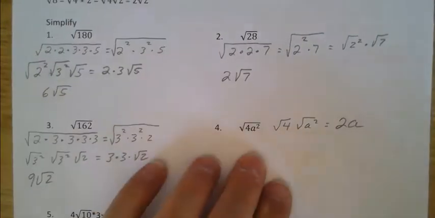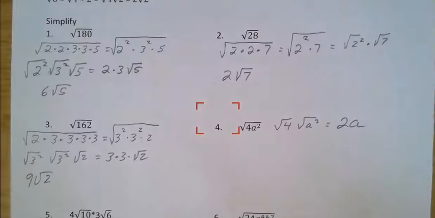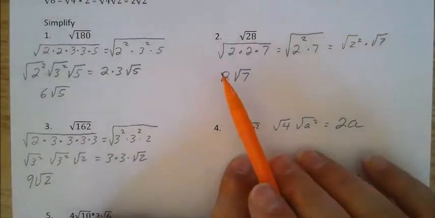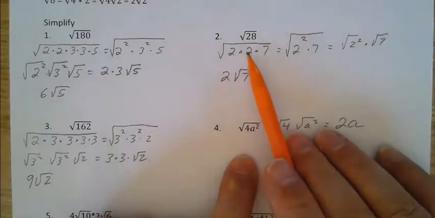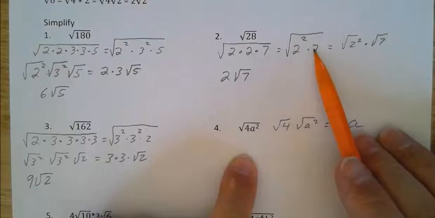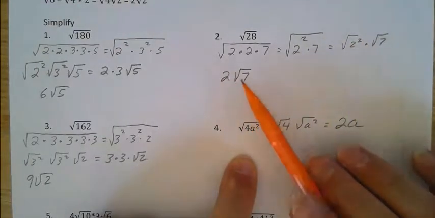Number 2. Gets a little blurry over there, huh? Let's see. Hopefully that's better. So we have square root of 28. 2 times 2 times 7 is 28. So I have 2 squared and 7. And the square root of 2 squared is 2. So I get 2 times the square root of 7.